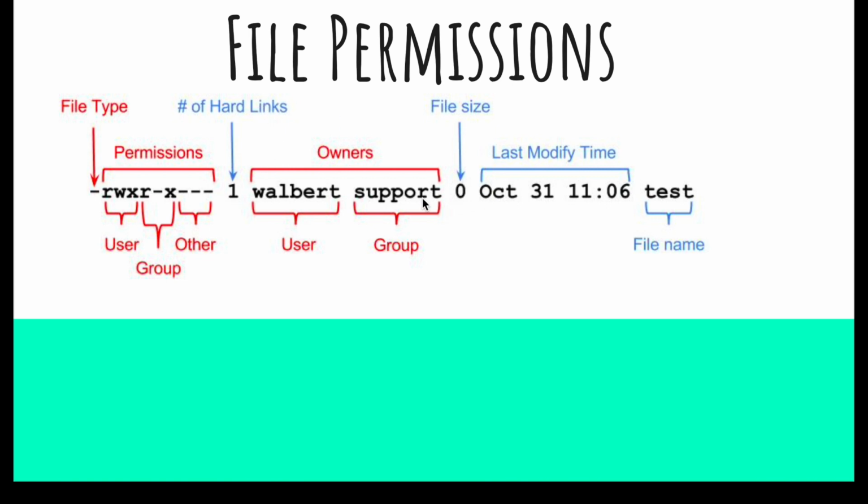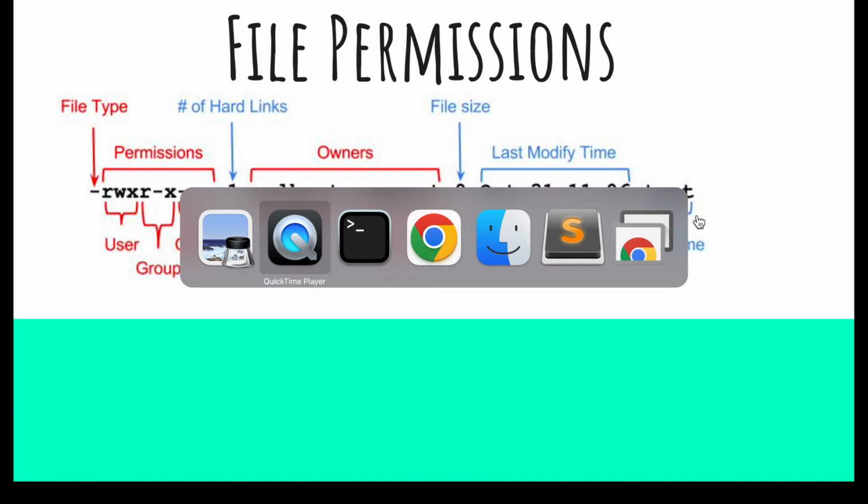Beside the group we have the file size in bytes, and then we have the last modified time of the file, which we can see from here. And at the extreme right, we have the file name. So let's see this practically.